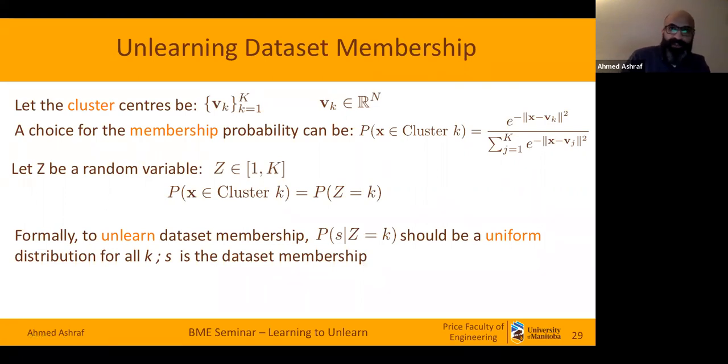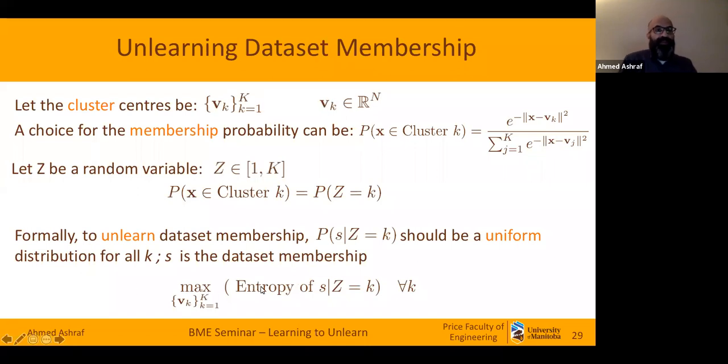And our actual objective is just one step away from it. If you want to make a distribution as uniform as possible, what's the mathematical construct? We want to make it as random as possible, which means that we want to make the entropy of this variable S conditioned upon Z equals K as large as possible. So we want to make the entropy of S, and we want to do it for all the clusters. But what is it that we are optimizing with respect to? We are optimizing with respect to the choice of the cluster centers. So we want to maximize this entropy with respect to the choice of cluster centers.